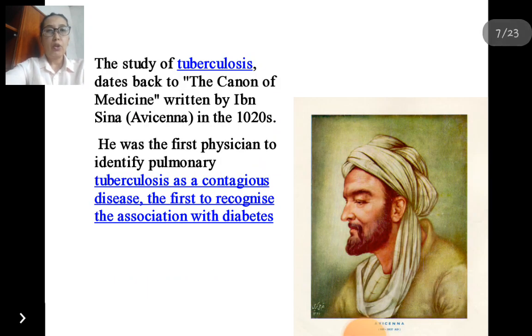The study of tuberculosis dates back to the Canon of Medicine written by Ibn Sina in 1020. He was the first physician to identify pulmonary tuberculosis as a contagious disease, and the first to recognize the association with diabetes.